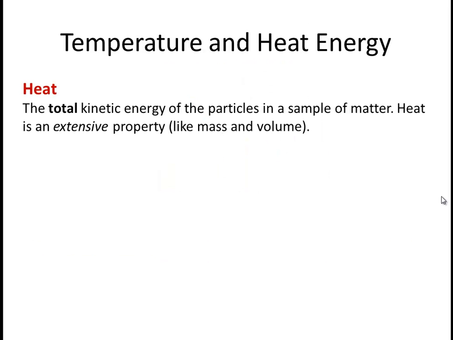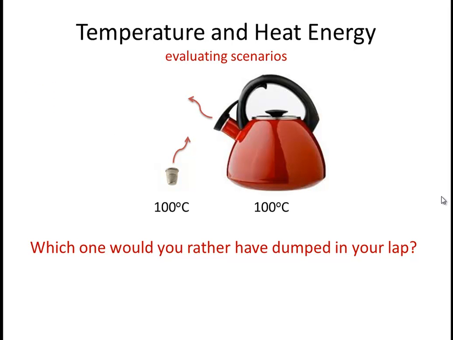Now, let's try to nail these things down a little bit more precisely. So, heat, as opposed to temperature, is the total kinetic energy of all the particles in a sample of matter. So if you go back to the tea kettle, the heat contained by the water is the sum total of all the kinetic energy of the water molecules in that tea kettle. And since the thimble contains far fewer water molecules, in terms of total kinetic energy, the thimble is going to have a lot less heat.